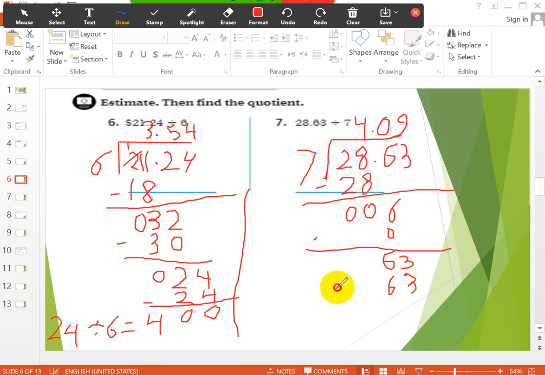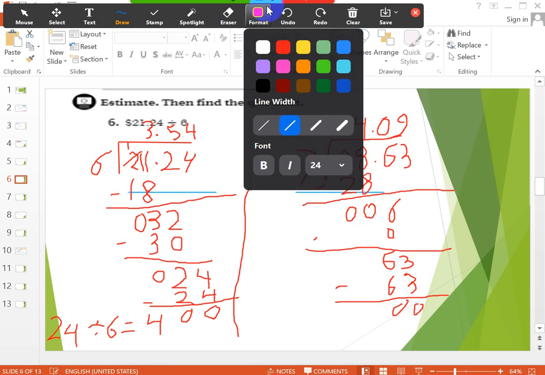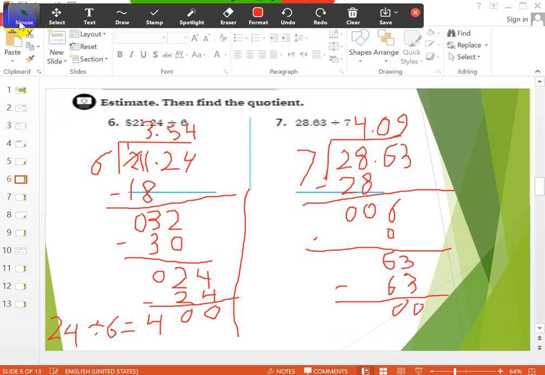So the quotient is 4.09. Okay, so we will finish our period. Okay, girls.